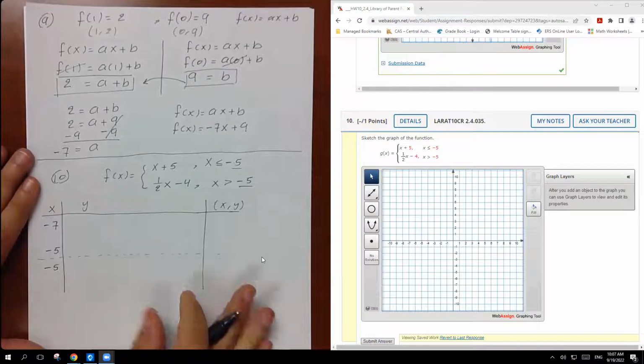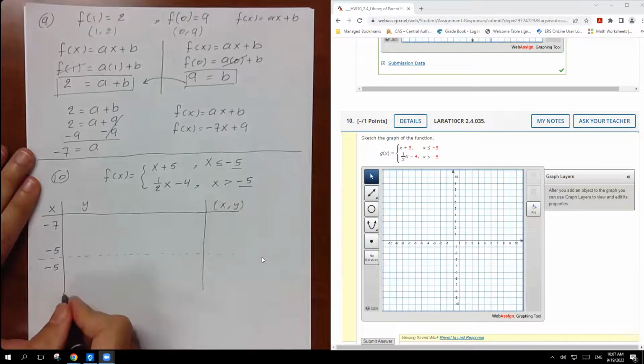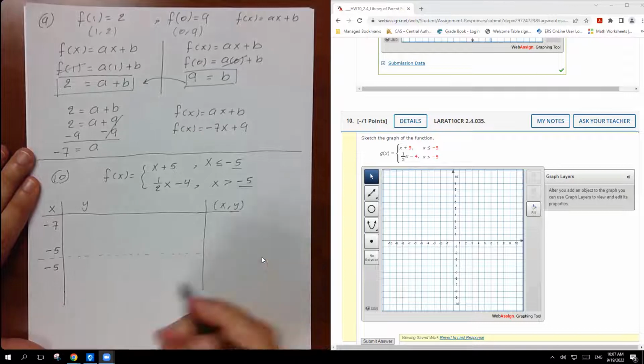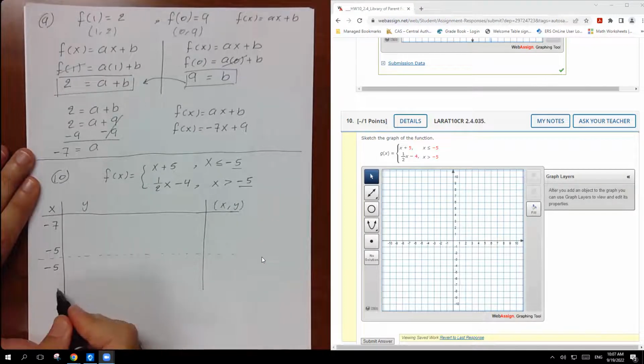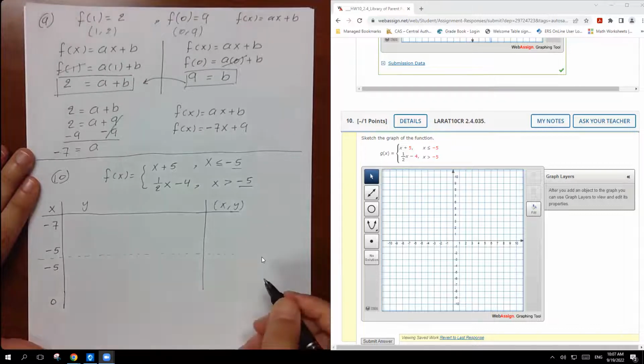Then for the second piece, I need to choose a number greater than -5. I can choose -4, -3, -2, -1. I can choose the 0. The 0 is the easiest number, so I can choose the 0.